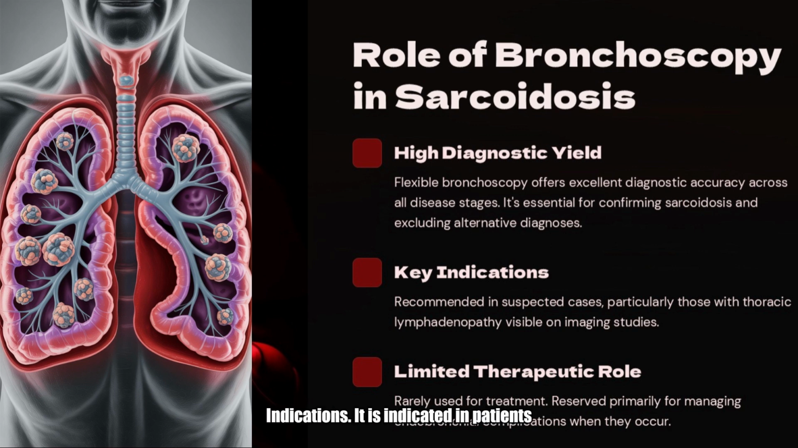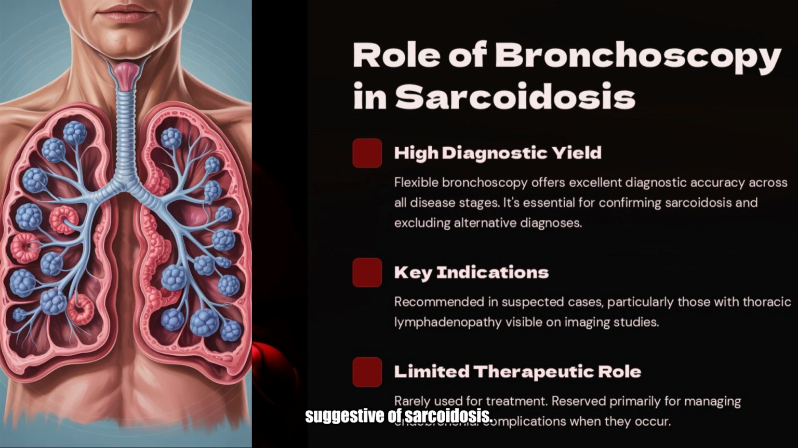2. Key indications. It is indicated in patients with unexplained bilateral hilar lymphadenopathy, persistent respiratory symptoms, or abnormal chest imaging suggestive of sarcoidosis. Bronchoscopy allows direct visualization of endobronchial lesions and provides tissue samples for histopathological confirmation.